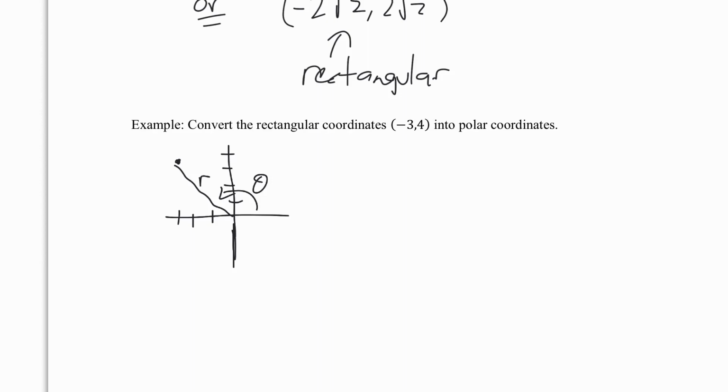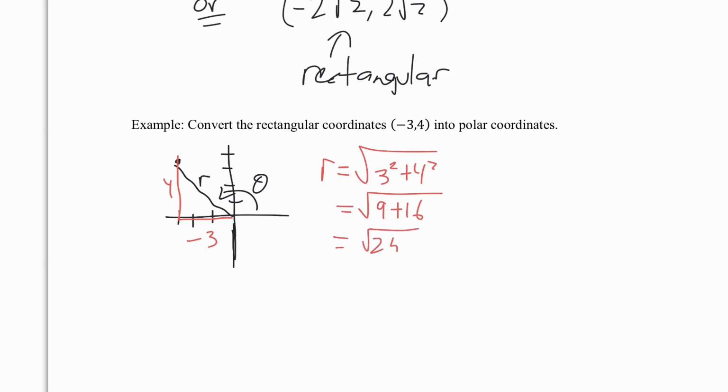Well, r, we could use a little bit of trig here. Negative 3 and 4. So r will be the square root of 3 squared plus 4 squared. So the square root of 9 plus 16, square root of 25, which is 5. Now theta will be equal to, well, we have to do a reference angle first. And so our reference angle will be tan inverse of 4 over 3, which is not a nice number. You have to use your calculator.